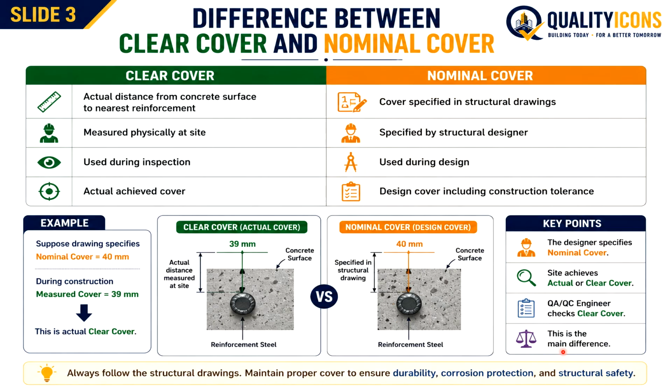These are the key points. The designer specifies nominal cover. Site achieves actual or clear cover. QA/QC engineer checks clear cover only. This is the main difference. Always follow the structural drawings, maintain proper cover to ensure durability, corrosion protection, and structural safety.